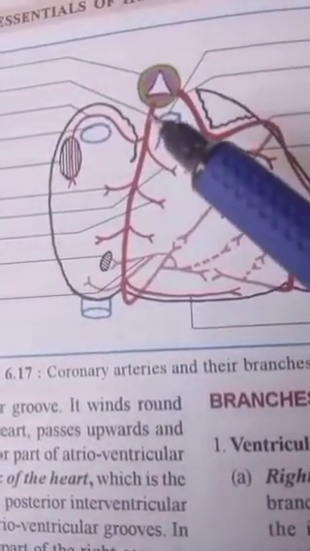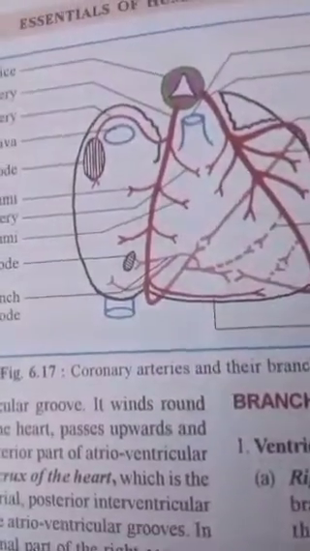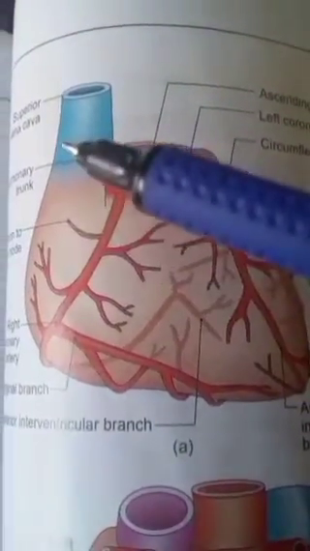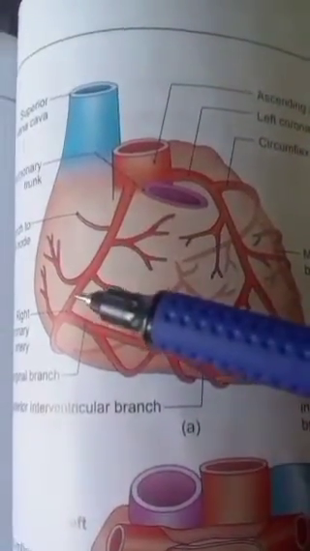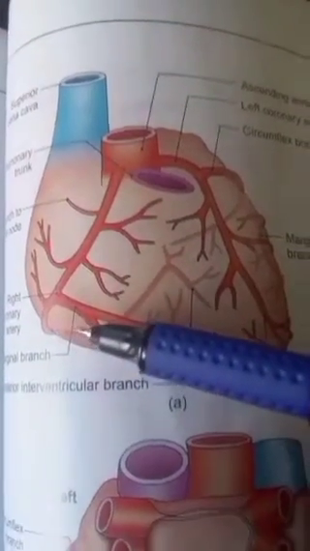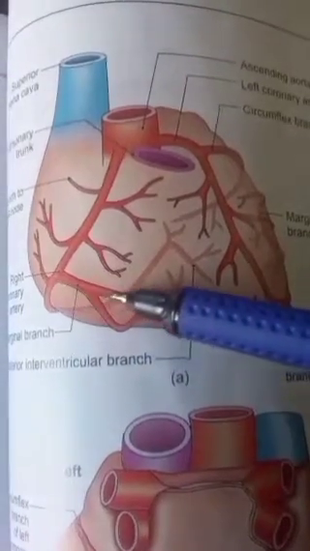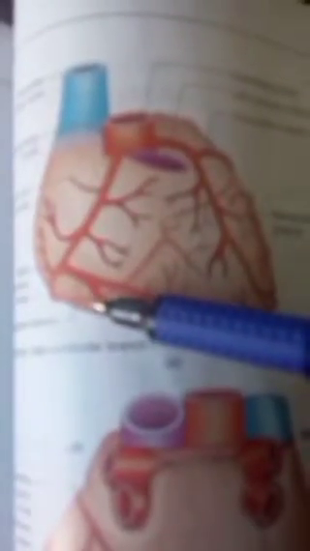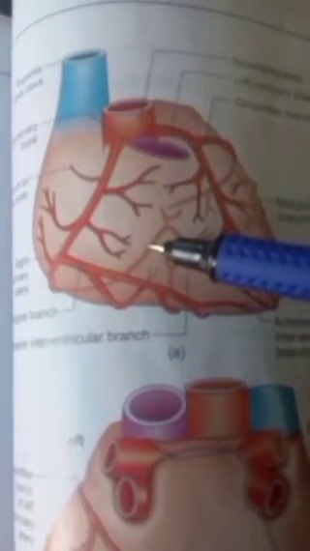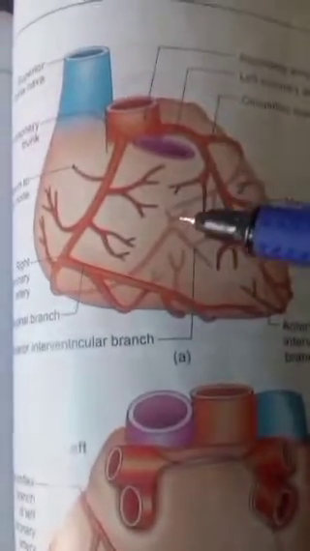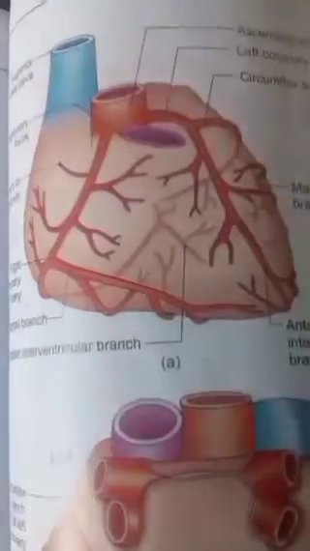It then runs downwards in the right anterior coronary sulcus at the junction of the right and inferior border of the heart. The right coronary artery winds around the inferior border of the heart and reaches the diaphragmatic surface. Here it runs backwards and to the left in the right posterior coronary sulcus to reach the posterior interventricular groove. It ends at the crux of the heart by anastomosing with the circumflex branch of the left coronary artery.